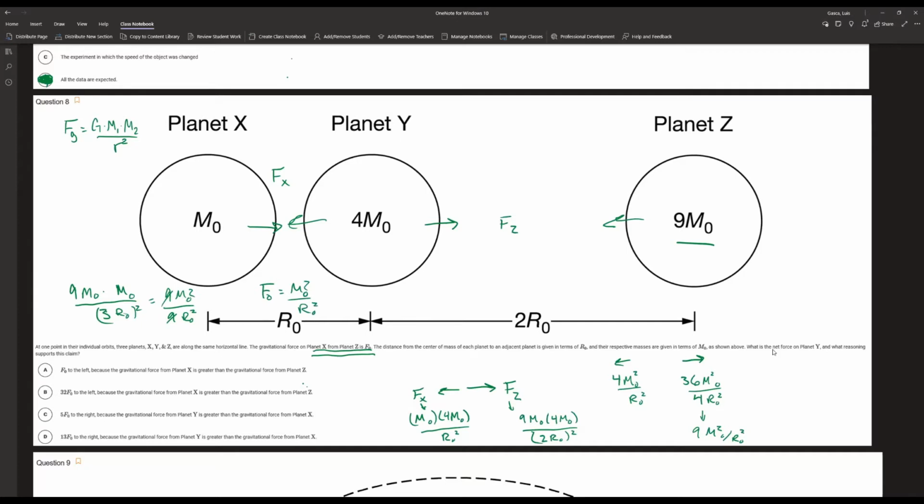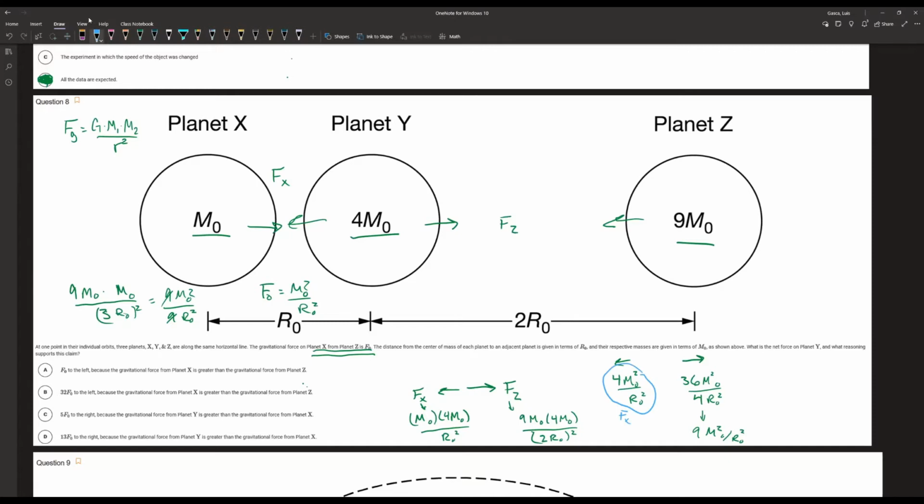Now we can go ahead and start doing a free body diagram for planet Y. Well, planet Y is going to be attracted gravitationally to both of these planets. So let's find out the magnitude of each of these forces. The gravitational force between planet X and planet Y is going to be 4M times M, that's M1 and M2, and the distance between them is R0 squared. So we can go ahead and multiply this through, clean it out, and what we find out is that the force from X on Y is given as 4M0 squared over R0 squared.